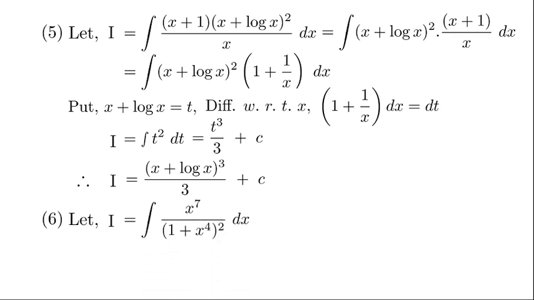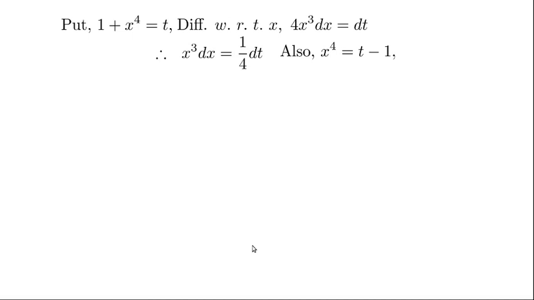So here we write numerator x raised to 7 as x raised to 4 into x cube, and that x cube is taken along with this dx. It is clearly seen that the derivative of x raised to 4 contains x cube. So I can substitute 1 plus x raised to 4 equal to t. On differentiating, derivative of 1 is 0, so the derivative of this will be 4x cube dx equal to dt. Therefore x cube dx is 1 by 4 dt, and also the value of x raised to 4 is t minus 1. So the problem becomes integration of t minus 1 upon t square into 1 upon 4 dt.